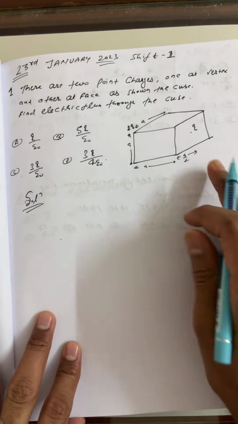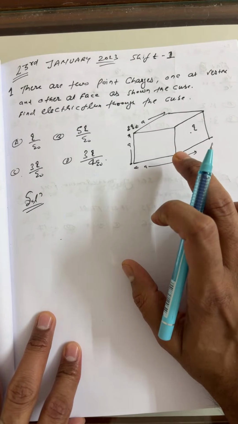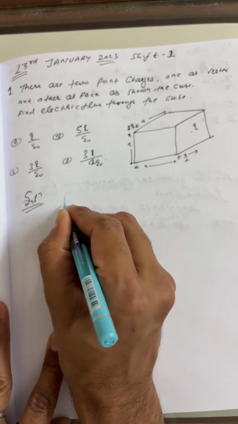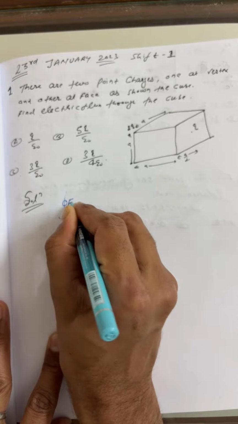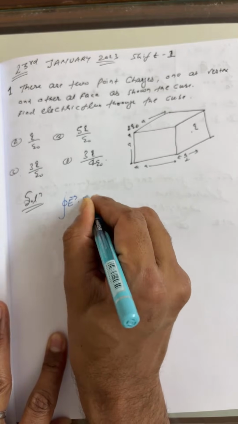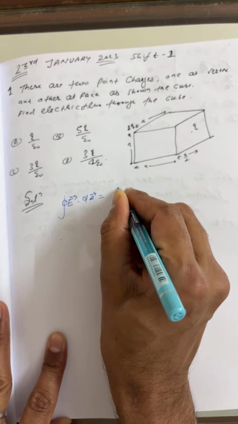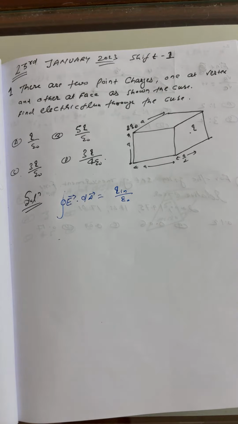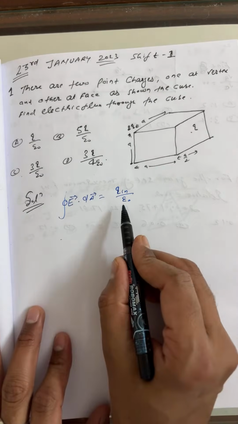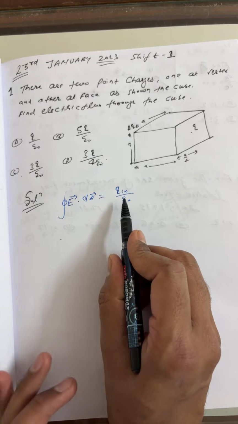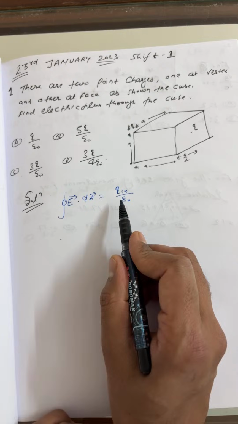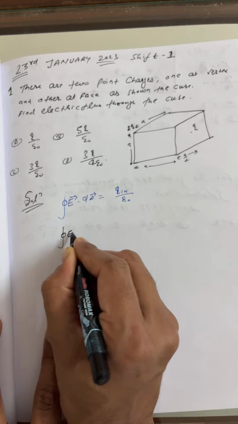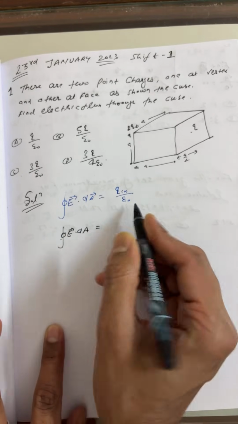Now, if you are considering this cube as a Gaussian surface, then we can freely apply the formula. Integration of E dot dA vector equals Q enclosed upon epsilon naught. Here we just have to find what Q enclosed is, because that is the major culprit for this question.